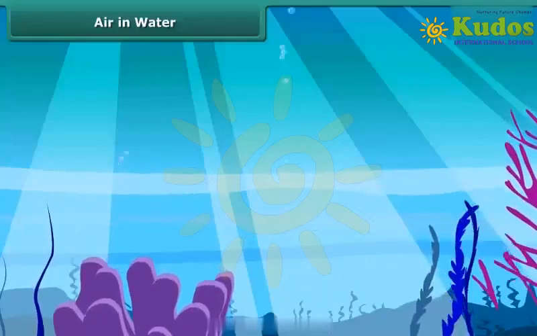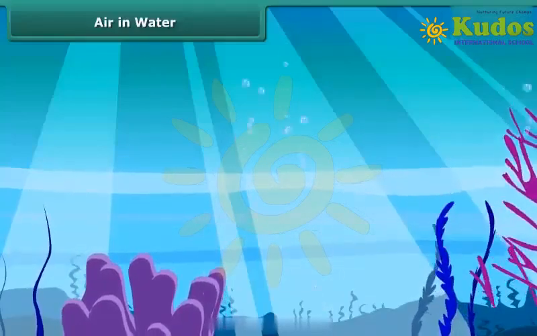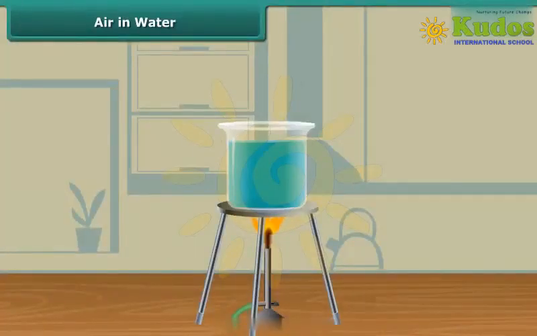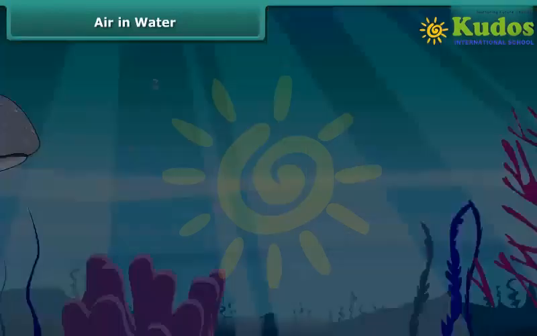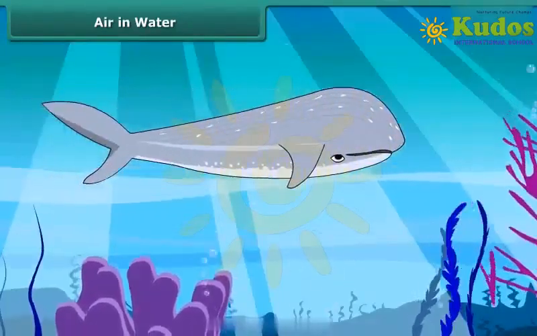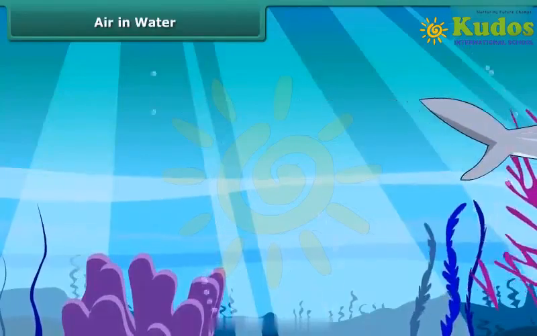Don't believe it? Come, let us do an activity. Take some water in a beaker. Heat it to boil. Can you see the bubbles coming out? Where are these bubbles coming from? These are coming from water only. Air remains dissolved in water at normal temperature, so we can't see it. When water is heated, the dissolved air comes out as bubbles. The animals and plants in water use the dissolved oxygen for respiration.